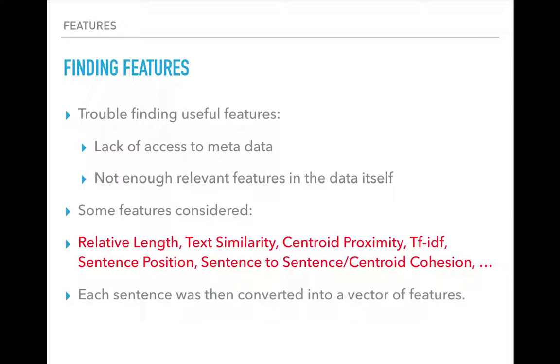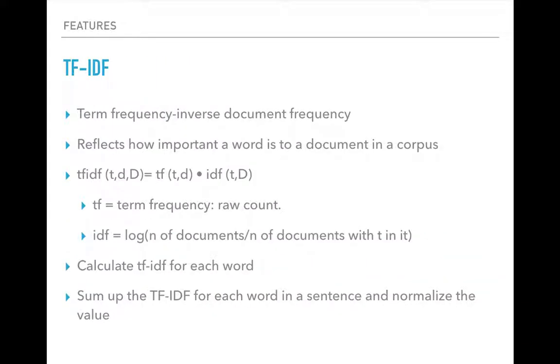Some of the features we considered were relative length, which punishes sentences for being too short, text similarity, centroid proximity, and TF-IDF, which my partner will talk about later, and sentence position, sentence to sentence, or centroid cohesion, etc. Each sentence was then converted into a vector of features. Now my partner will explain two of our more important features.